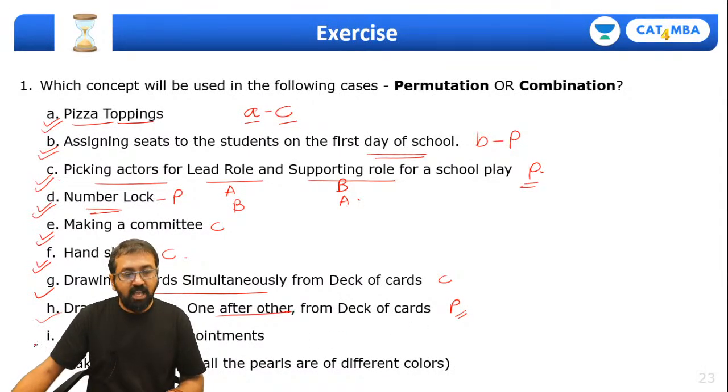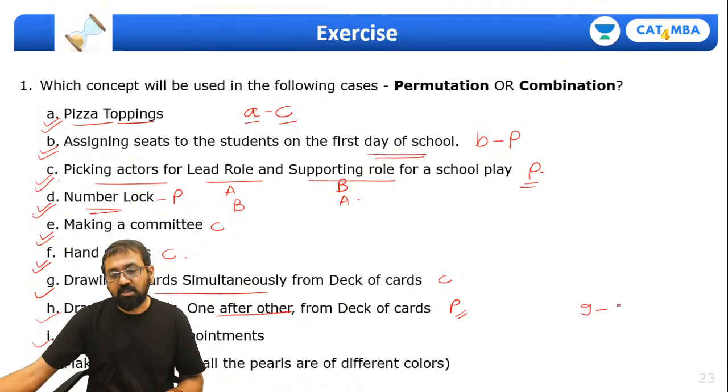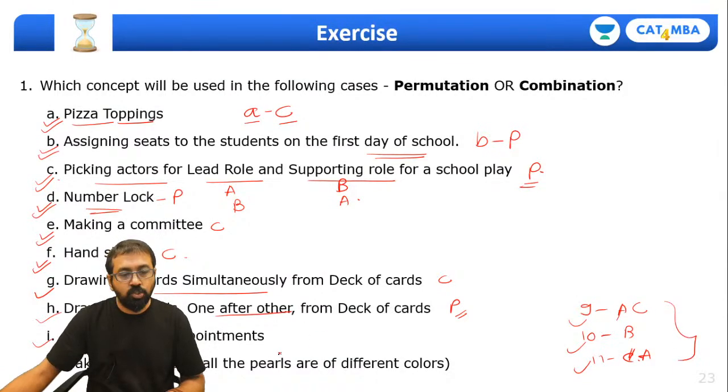What about this one? I, scheduling appointments. So 9 o'clock, Mr. A, 10 o'clock, Mr. B, 11 o'clock, Mr. C. Can I say it's an order? Instead of A, if I fix appointment with C and then over here with A, this will be different, right? So this scheduling appointment is permutation. Correct. All of you are pretty clear with this now, I'm sure.